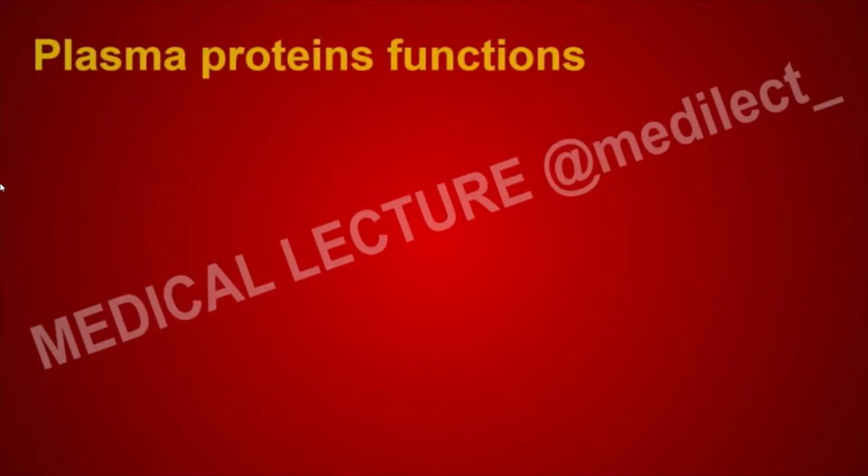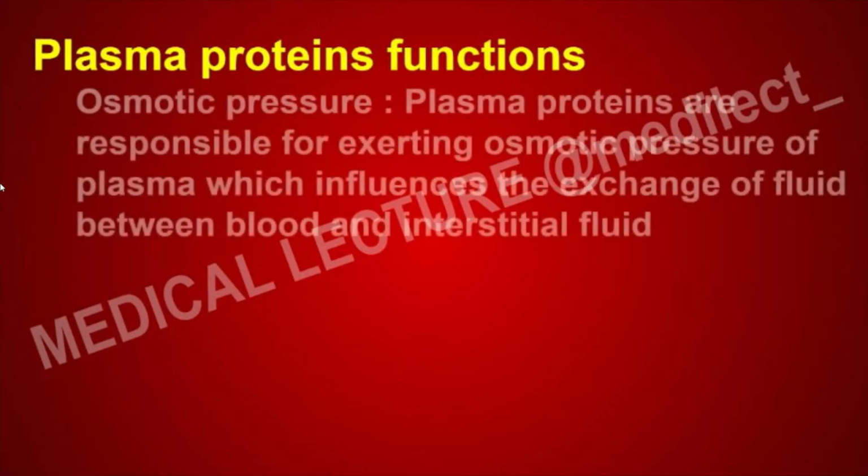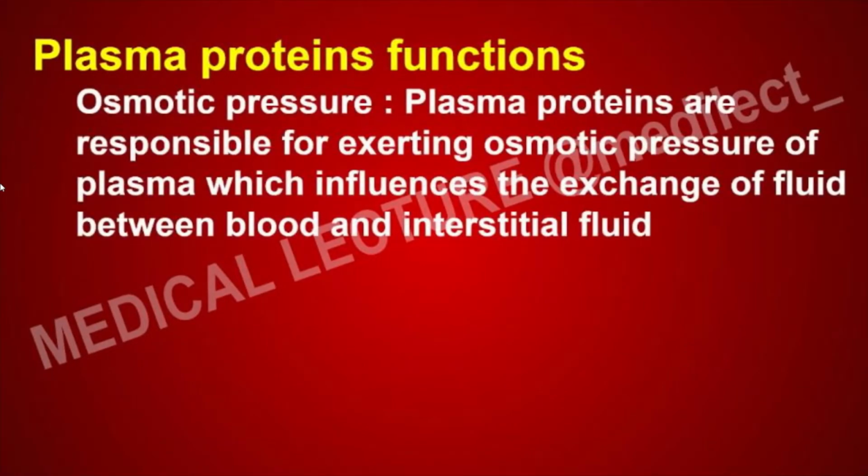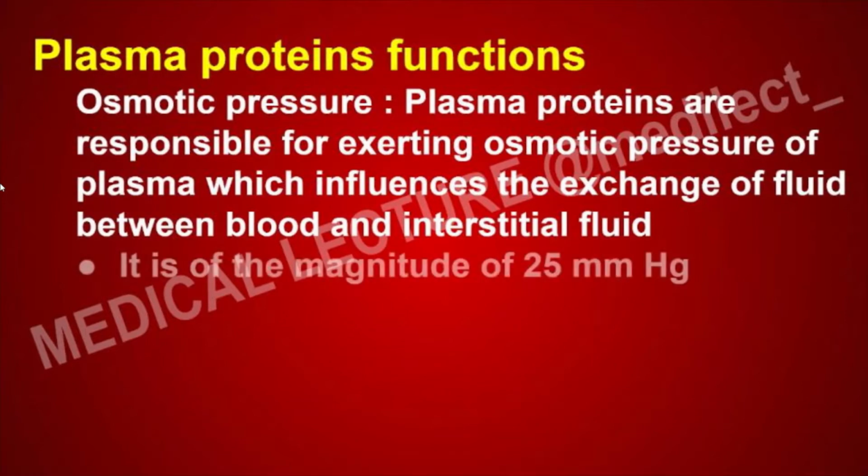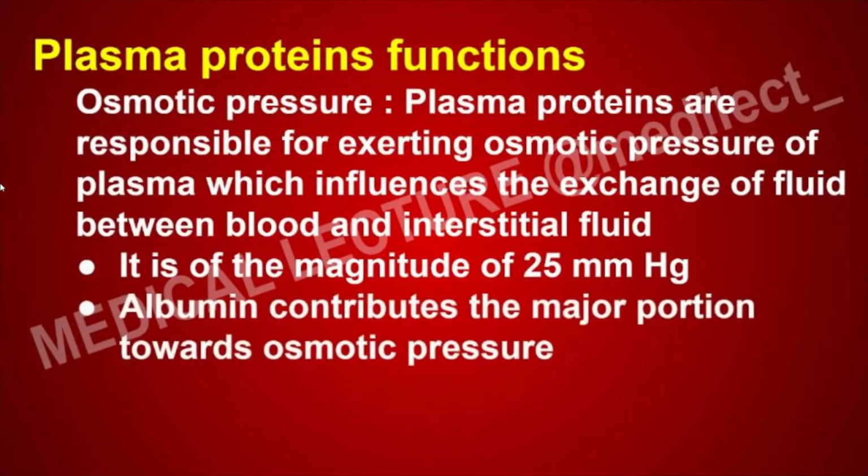Now very important, plasma protein functions. What are the functions of the plasma protein? So, exerting the osmotic pressure. The plasma proteins are responsible for exerting the osmotic pressure of plasma, which influences the exchange of the fluid between the blood and the interstitial fluid. Now over here the magnitude is around 25 mmHg, and the albumin contributes the major portion towards the osmotic pressure.